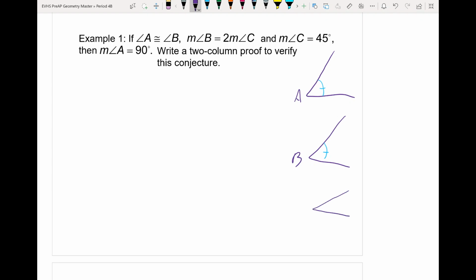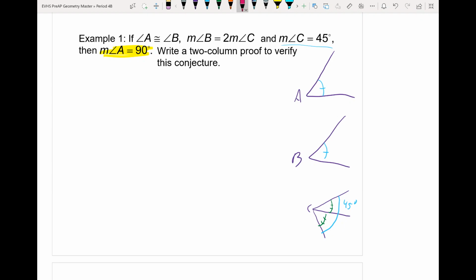So here's what I'm getting. I've got angle C here, and if I take 2 of those, so I'm going to draw another one, if I get 2 of those, that exactly equals my original, A and B. It also tells me that the measure of angle C is 45 degrees. Now I'm wanting to prove that the measure of angle A is equal to 90 degrees.